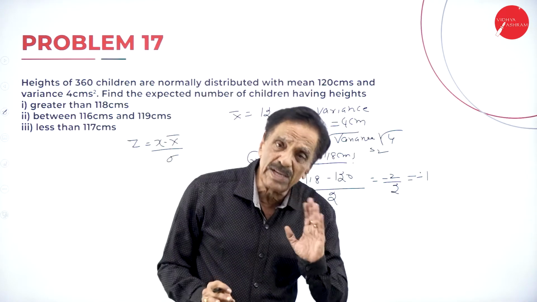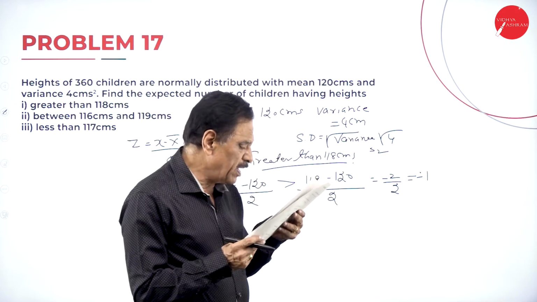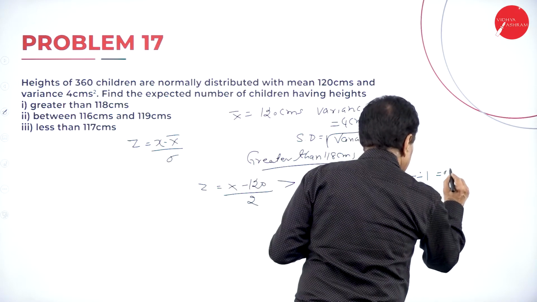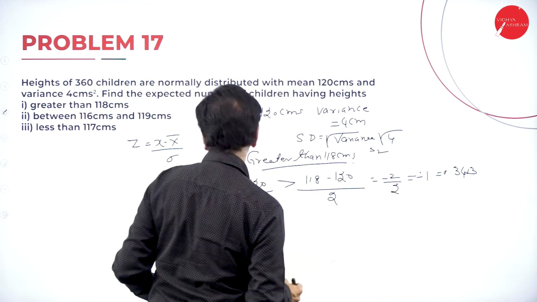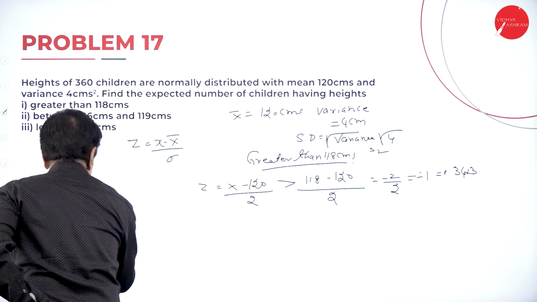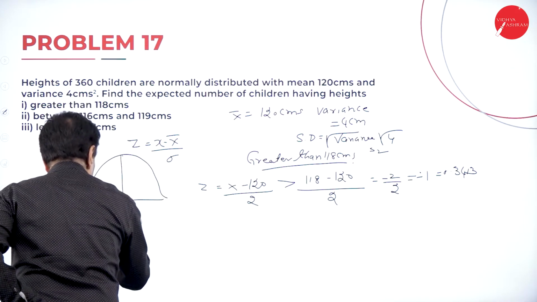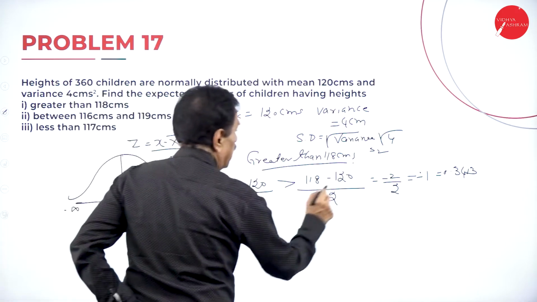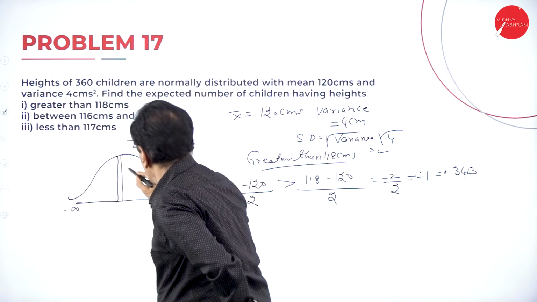Here, though it is minus 1, the table starts with 0, so we take the positive 1. For 1, the value is 0.3413. So now we have a graph. This is minus infinity, this is positive infinity, and it is minus 1 here. So for more than, you have to cut here.